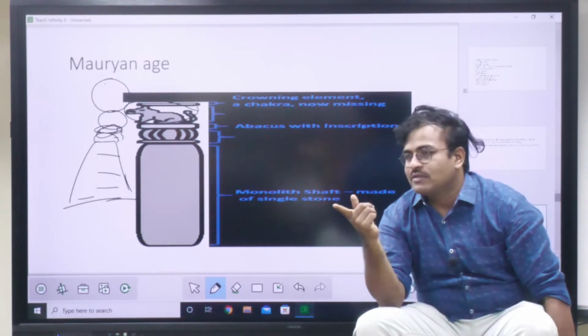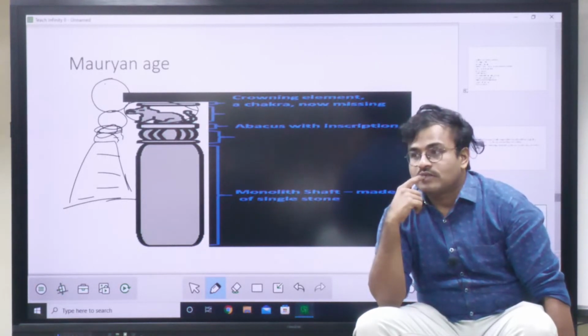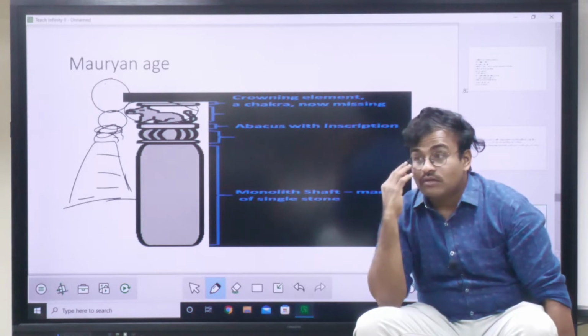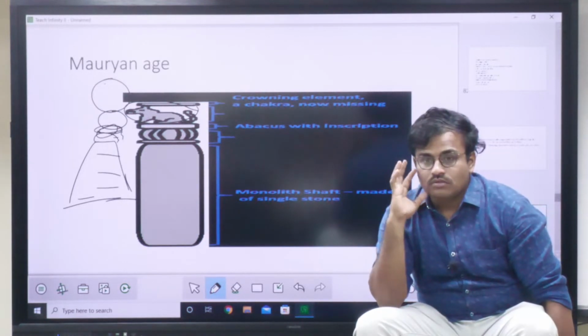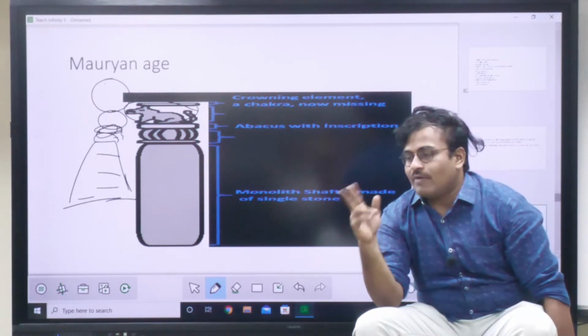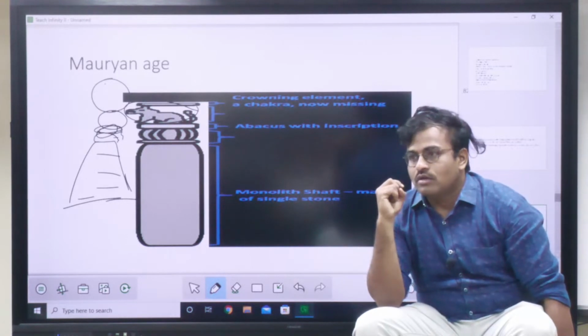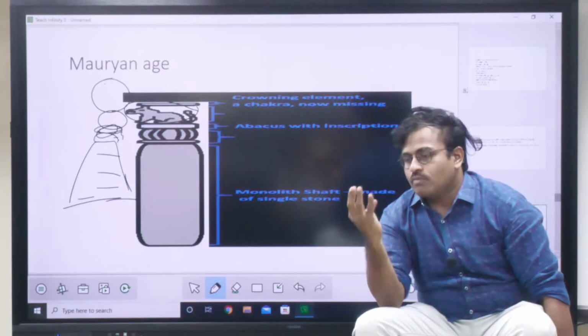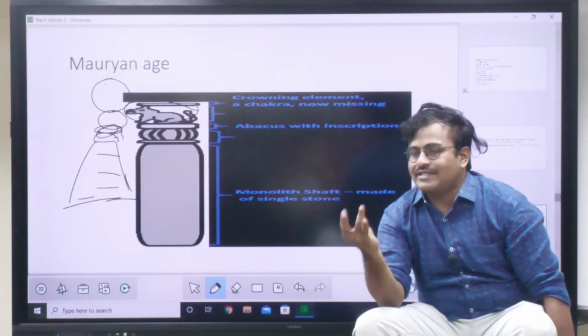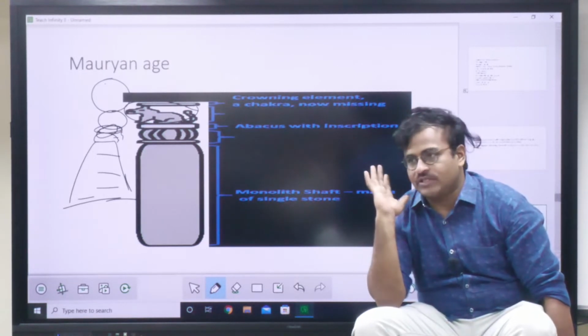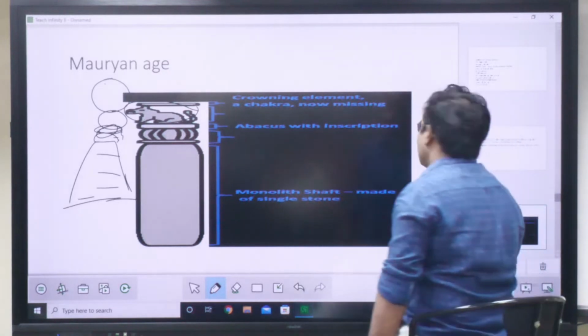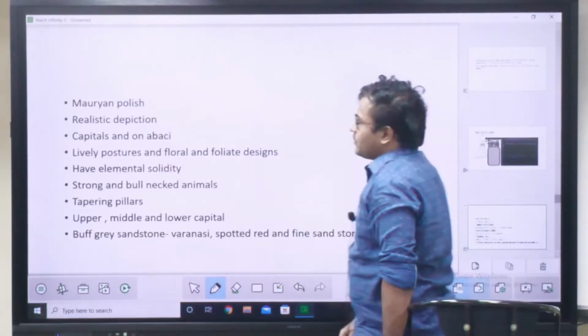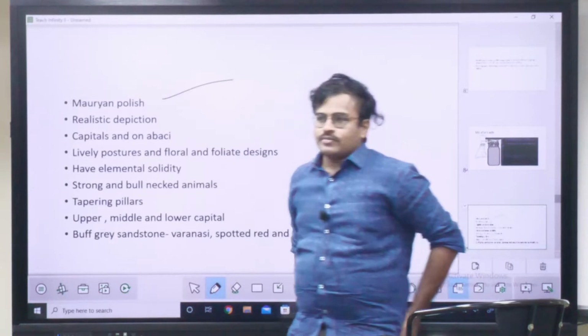Mathura has red fine sandstone. Then at Varanasi, buff grey colored sandstone is there. The red sandstone they have used in carving the images. And this is the story of Ashokan Pillars. Just have a look at the slides once. They have Mauryan polish.